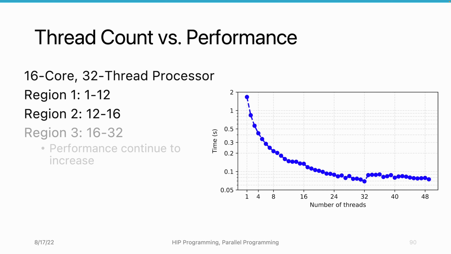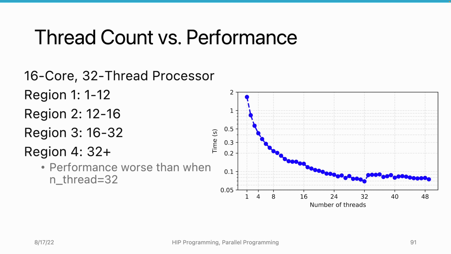However, between 16 to 32 threads, we see that the performance continues to increase. That suggests that hyper-threading starts to kick in and can really improve the overall performance. When we have more than 32 threads, the performance is close to 24 to 32 threads, but not as good as 32 threads. That is because we have more threads, and the scheduling overhead starts to impact the overall performance.